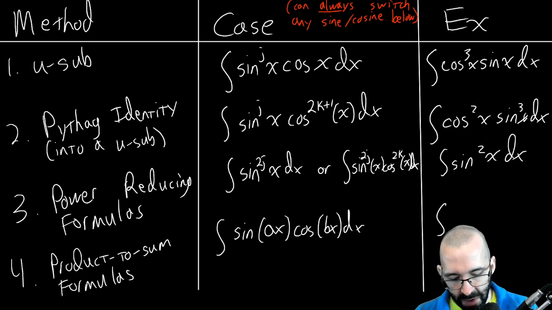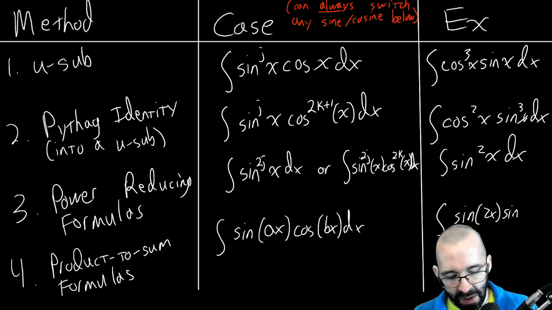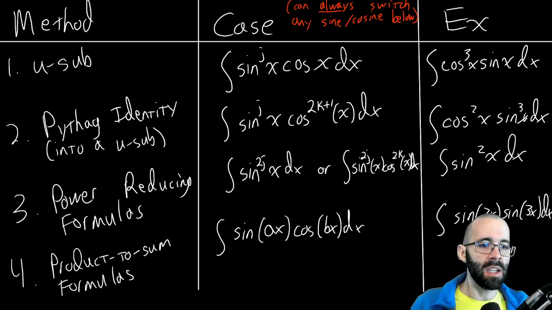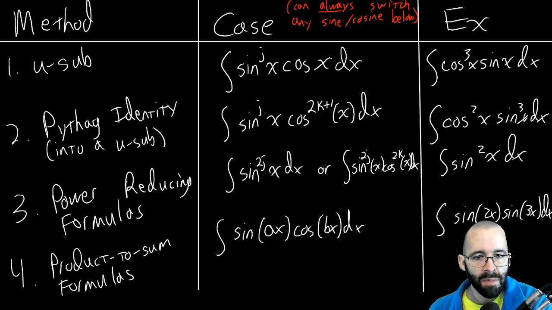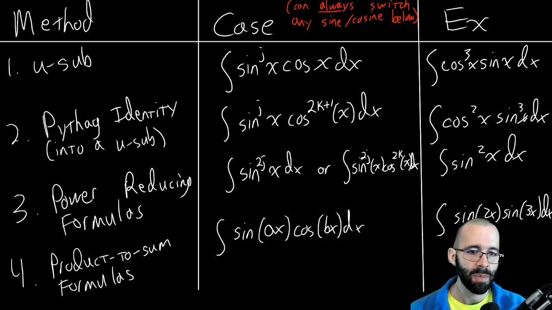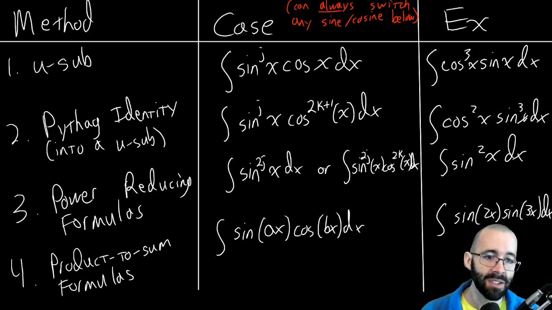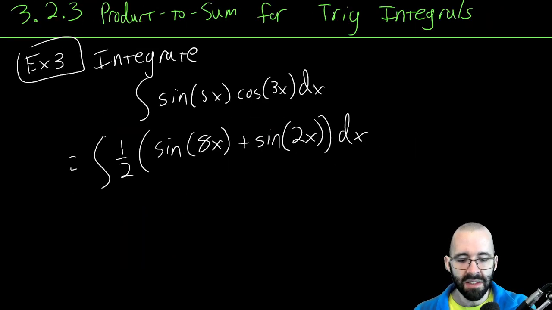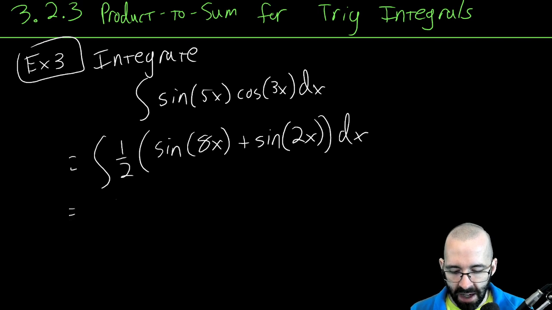An example would be the integral of sine of 2x times the sine of 3x. I'm not going to actually use our official book example for this one, because I want to make it very clear that they don't have to be different. They could both be sine, and we still use this method. That's the last main method that we've done. And now this integral is pretty easy.